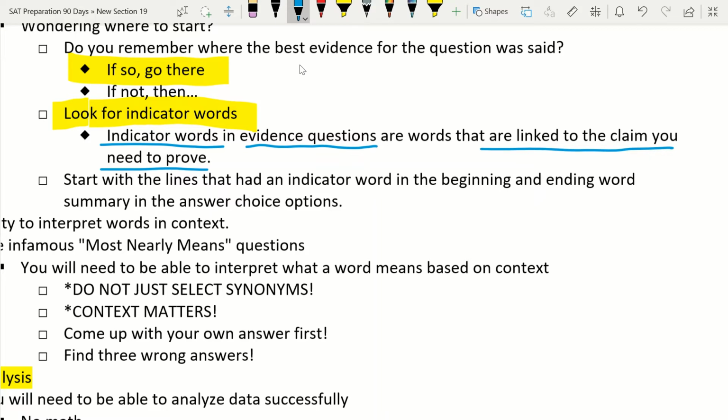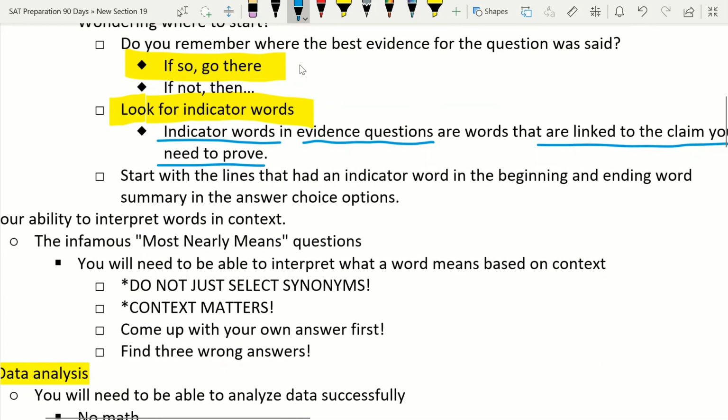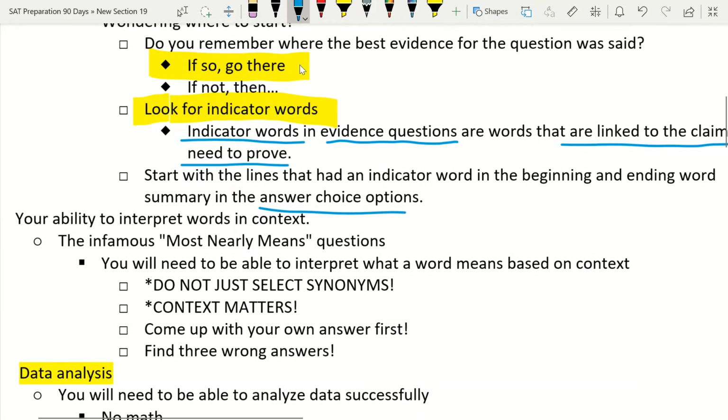So that's why I recommend looking for indicator words in evidence questions if you don't know where the evidence is already, because it can help you save time. All right, so obviously you're going to start with the lines that had the indicator word in the beginning and the ending word, summary, and the answer choice options, right? So basically what I just explained.